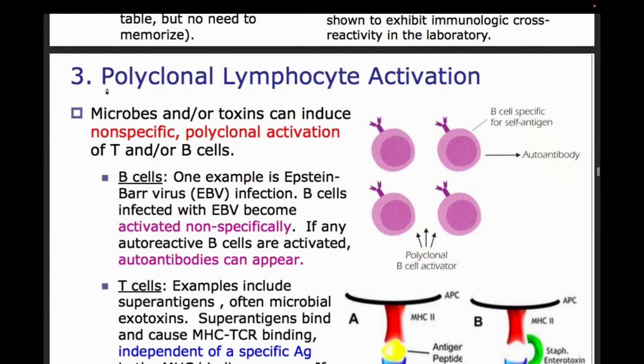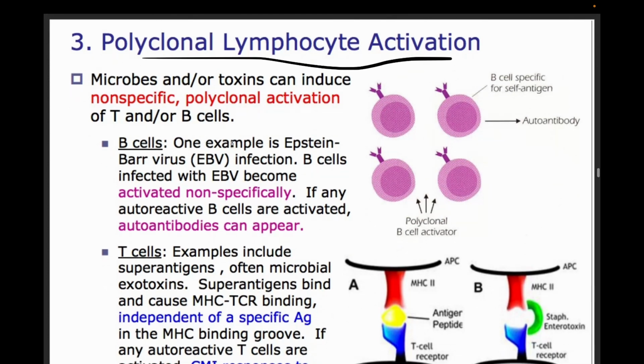So here, third, we have polyclonal lymphocyte activation, the third mechanism. In this case, what happens is non-specific activation of T or B cells. How? Now we will see. For the B cell, there is a virus called the Epstein-Barr virus. We took it before. When the Epstein-Barr virus infects, it targets what? It targets the B cells. When it infects the B cells, it activates them without a signal. It just activates it. As you notice, it's activated non-specifically.